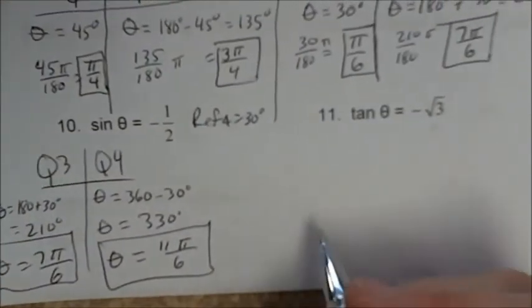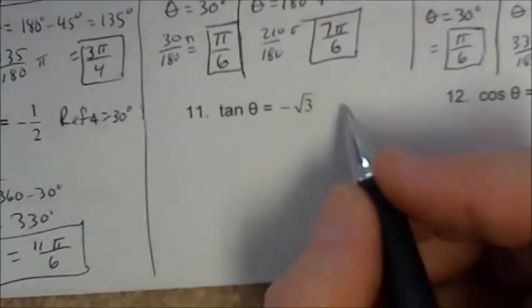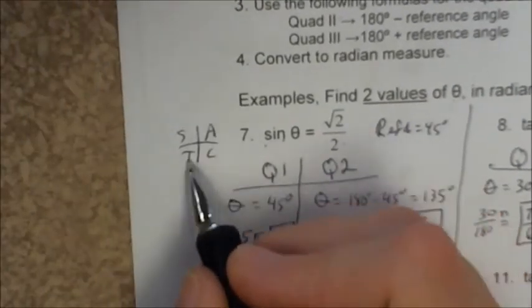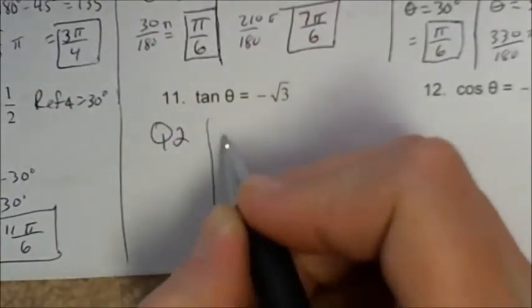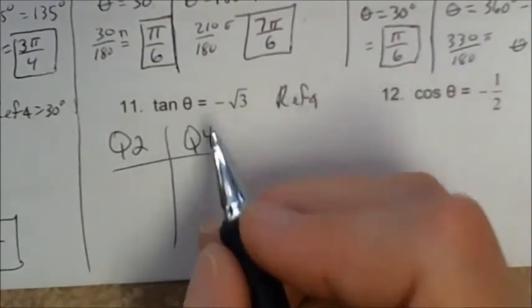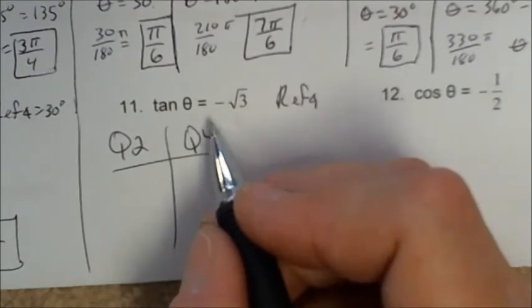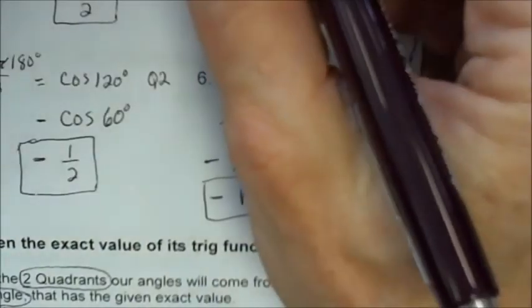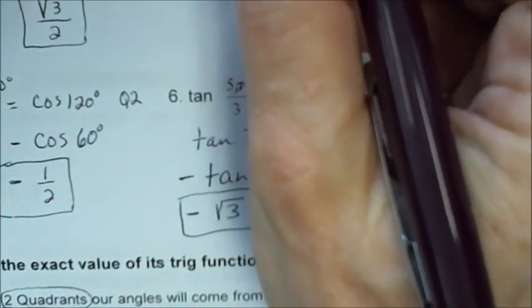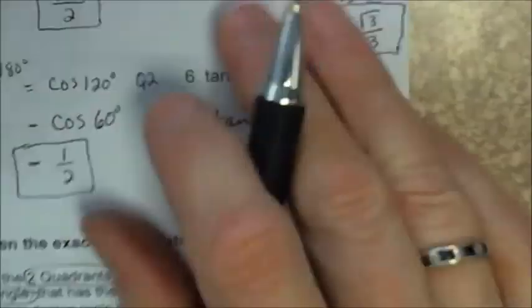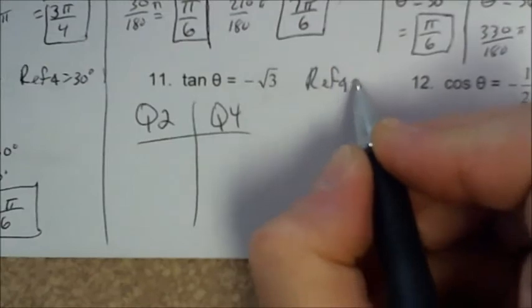Always two answers. Moving on to question number 11. Where does the tangent go negative? Well, tangent is positive in 1 and 3, so it must be negative in 2 and 4. So we have a quadrant 2 answer and we have a quadrant 4 answer. And what is our reference angle? What angle will give you a tangent that's equal to the square root of 3 over 1? Well, sine over cosine, square root of 3 over 1, that would be a 60-degree reference angle for number 11.